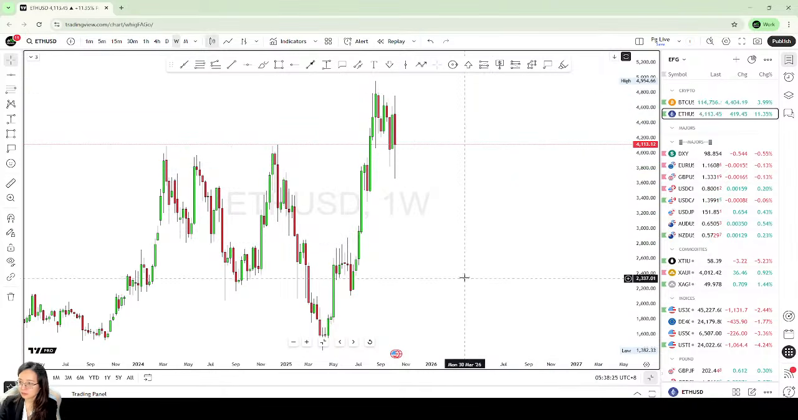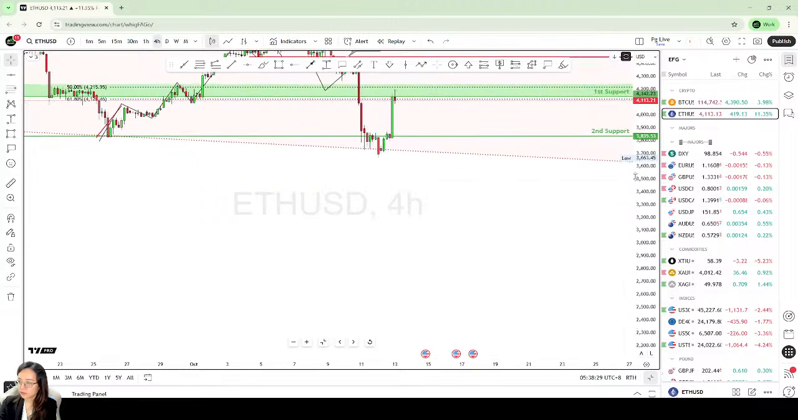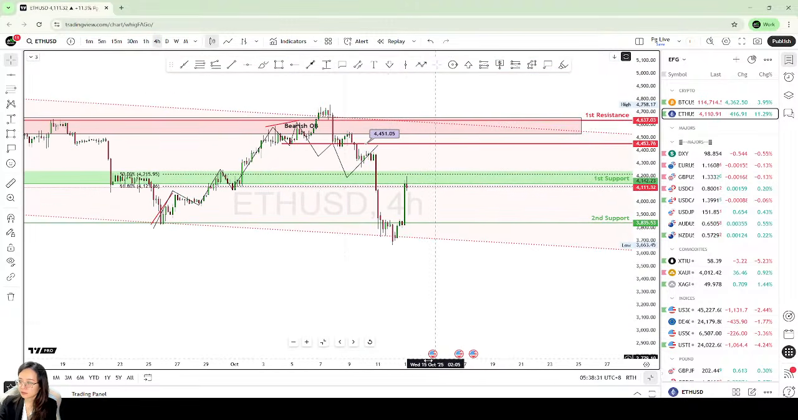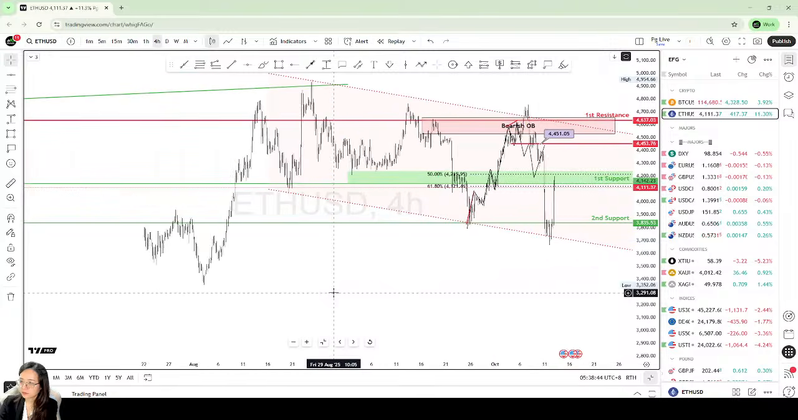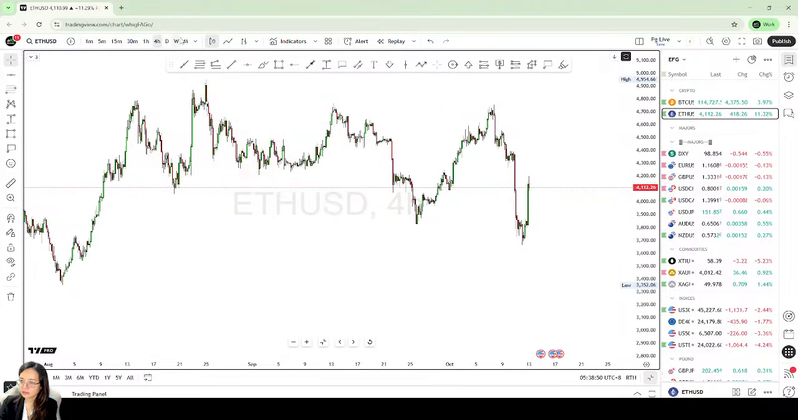Okay. Wait, last week? What's happening? Look at H4. First resistance, sell, break first support, go all the way to second support. This is going to be the pullback resistance level. So we're still valid, we still say we're going to sell, right? Based on the higher time frame.